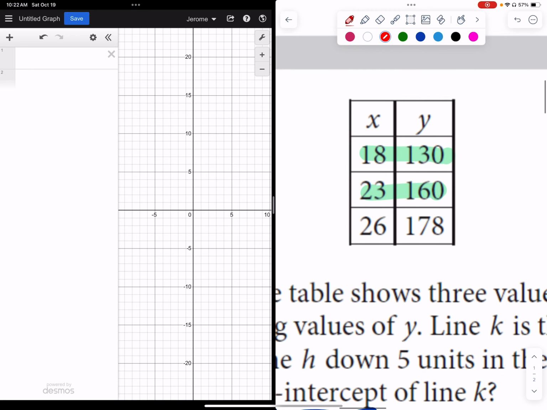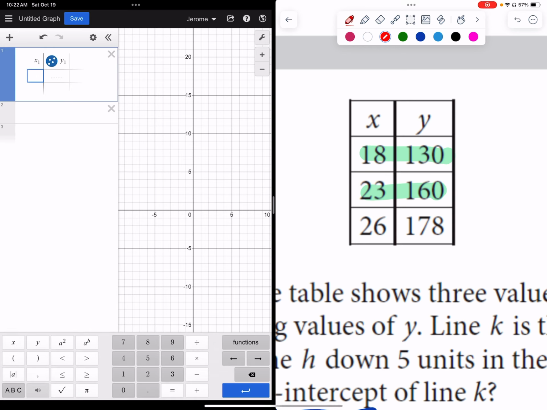Make this really, there we go. Now, to get the table of values, you're going to hit the little plus sign in the upper left-hand corner, and you're going to choose table. So on the test version, you're going to have the f of x expression, you're going to have table, but the other stuff has been disabled. Not that you need it. Anyways, for the table, let's just type in our x values here. We have 18, we have 23, and we have 26. Okay, and then come over here to our y values. And we have 130, 160, and 178.